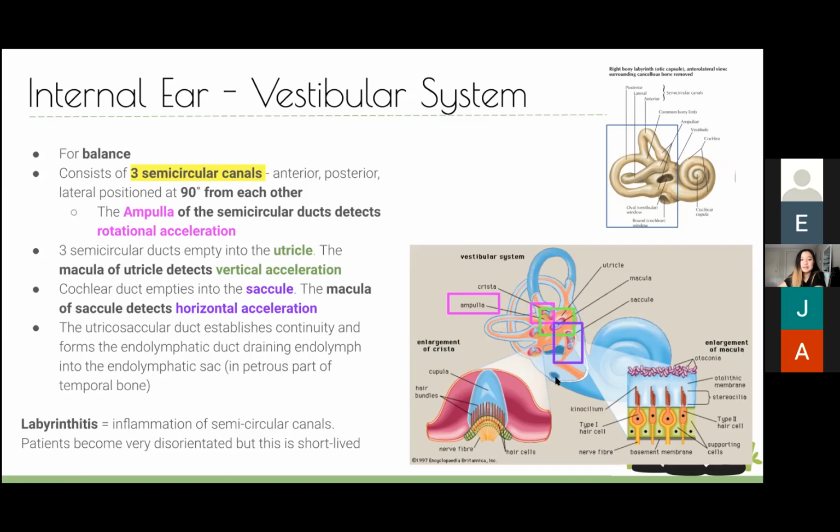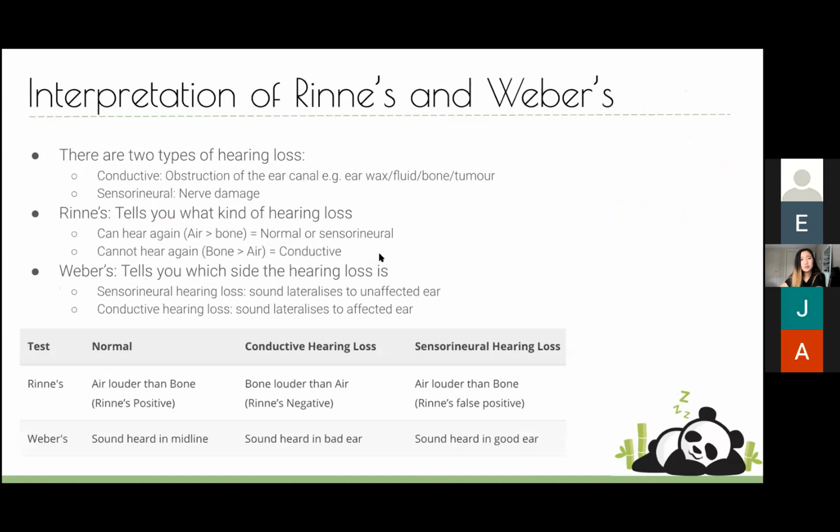Labyrinthitis is when you get inflammation of these semicircular canals, and they become very disoriented, but it's pretty short-lived. I thought I'd go through Rinne's and Weber's really quickly here. So this is your tuning fork tests.